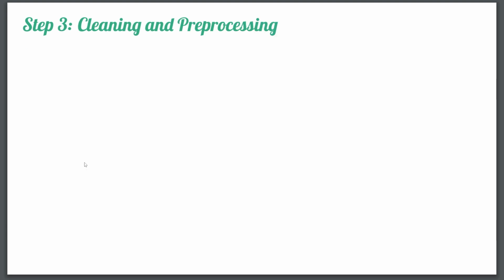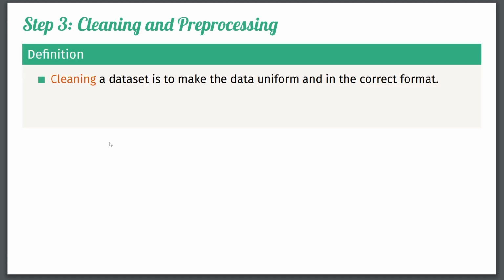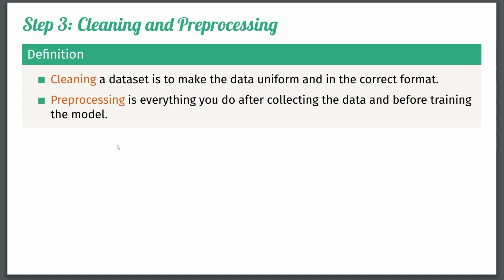Step 3 is cleaning the data and pre-processing it. So just to make it clear, cleaning is to make the data uniform and in the correct format. Often when you collect data, it's in a slightly wrong format. You need to make some changes. Also, pre-processing is a bit broader term. This is everything you do after collecting the data and before training the model, I would say. So this includes cleaning the data, but it can also mean making new features from the ones you already have. We'll talk more about pre-processing later in the course.